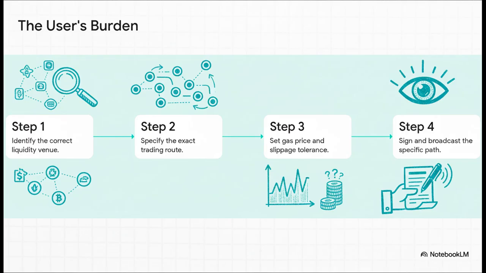So let's just break down how much of a burden this is. For what should be a simple swap, you first have to figure out the best place to even make the trade. Then, you have to map out the exact route for the transaction, which might mean hopping between different protocols. After that, you're basically guessing what to set for network fees and trying to decide how much money you're willing to lose if the price suddenly changes. And then finally, you sign this entire detailed battle plan and broadcast it for the whole world to see. It's messy, it's inefficient, and it leaves you totally exposed.